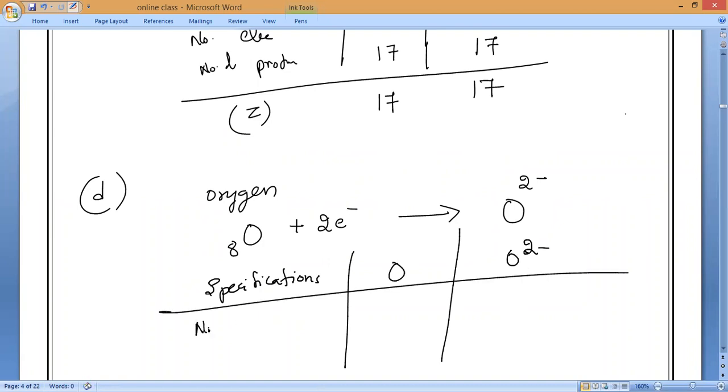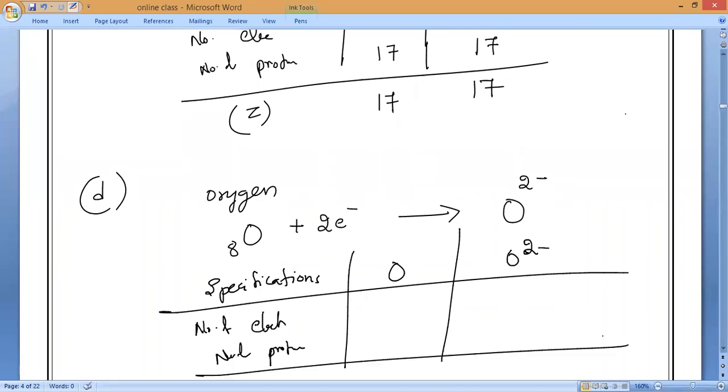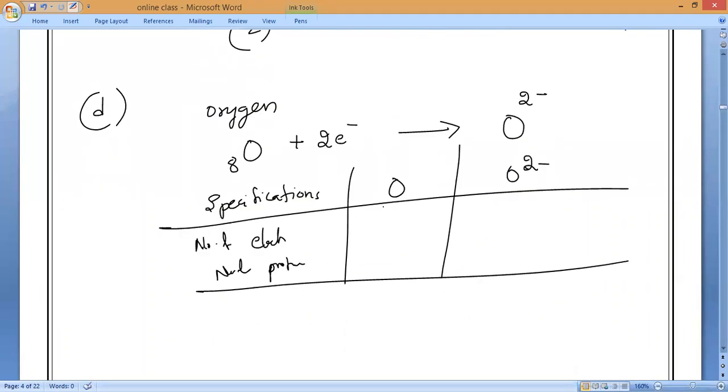So number of electrons, number of protons and atomic number. Let me see who will say first. Number of electrons, how many? 8, sir. 8. And it has added 2 electrons, so here number of electrons, 10. Protons, 8. Number of protons, 8 only. Atomic number 8 and atomic number 8.